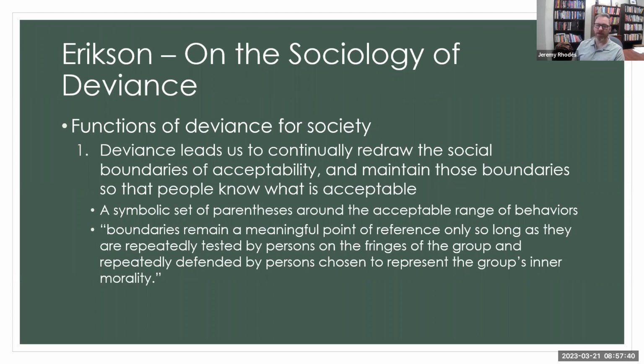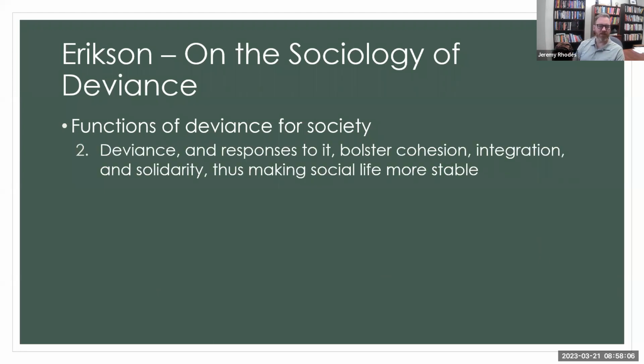Erickson says, boundaries remain a meaningful point of reference only so long as they are repeatedly tested by persons on the fringes of the group and repeatedly defended by persons chosen to represent the group's inner morality. So we need deviance. We need people breaking the rules to help clarify what the rules are and to help clarify why those rules are in place and why they're believed in. The second function, he says, is that deviance and responses to it bolster cohesion, integration, and solidarity, making life more stable. So we feel a sense of bonding with one another especially over punishment of deviance.